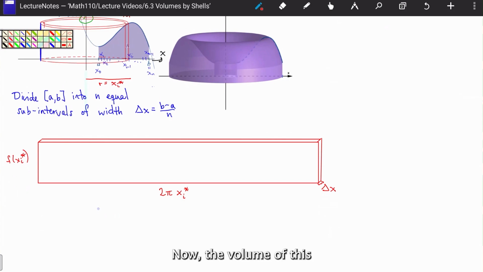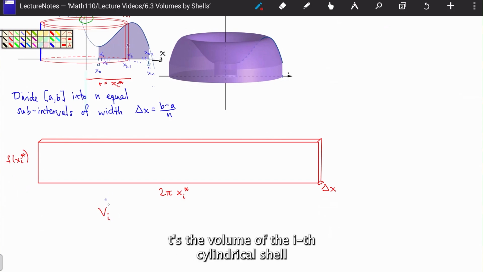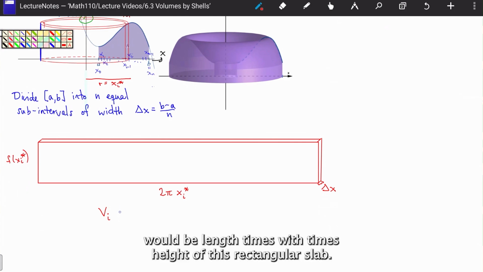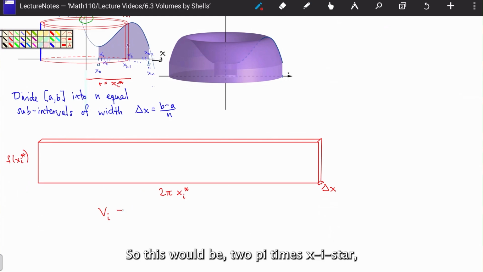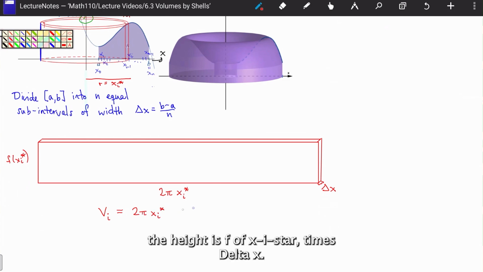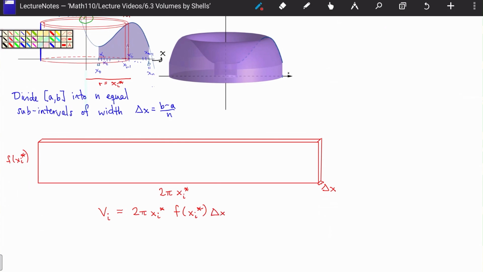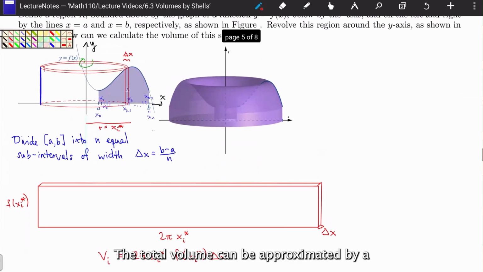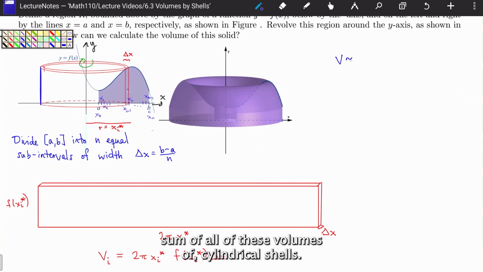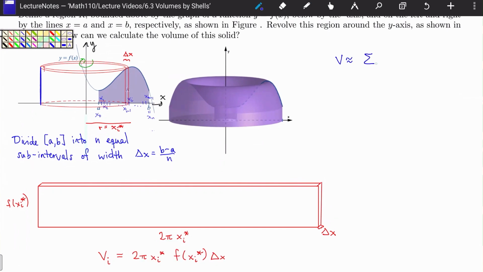Now, the volume of this little cylindrical slab, the volume of the ith cylindrical shell, would be length times width times height of this rectangular slab. So this would be 2 pi times xi star times the height, f of xi star, times delta x. The total volume can be approximated by a sum of all of these volumes of cylindrical shells.